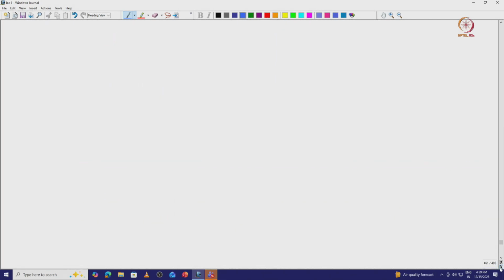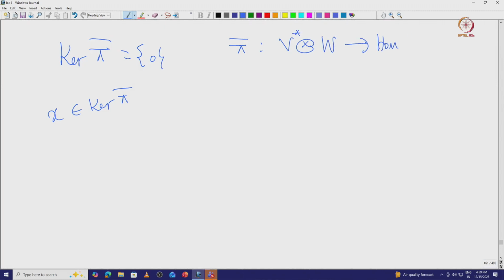Okay. So, maybe I will leave it to you to check this is indeed the inverse map, and one can also directly check the kernel of pi bar is going to be 0. Maybe I can do that here. So, the kernel of pi bar is indeed 0. Now, let us take some element x in the kernel of pi bar. Note that pi bar is a map from V star tensor W to this Hom space Hom(V, W).